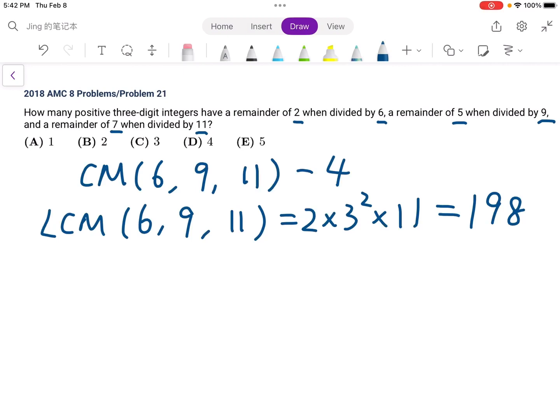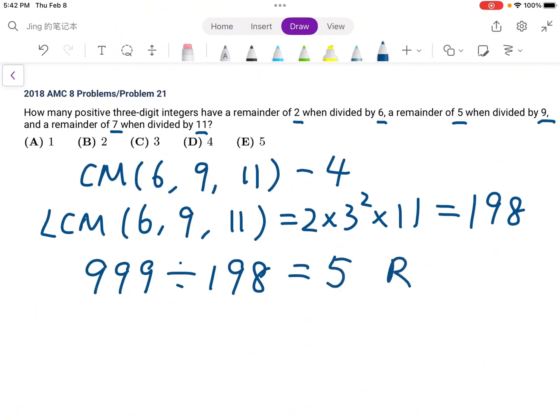We can use 999 to divide 198, and that equals 5 with remainder 9. That means there are 5 numbers that are 3-digit numbers, and they are the common multiples of 6, 9, and 11. We subtract each of them by 4, then that's the number that satisfies the problem. So these numbers will be a total of 5.